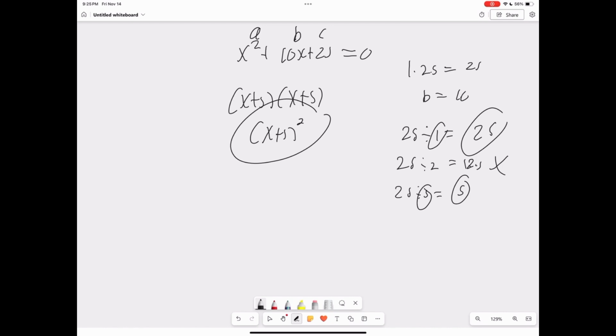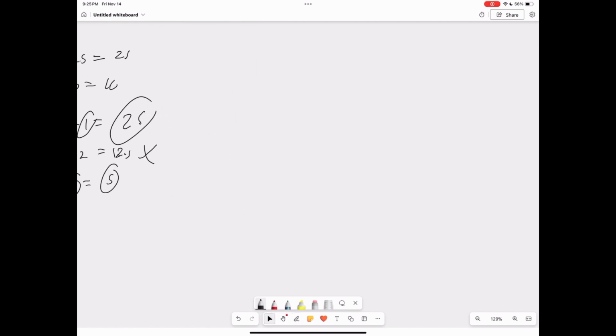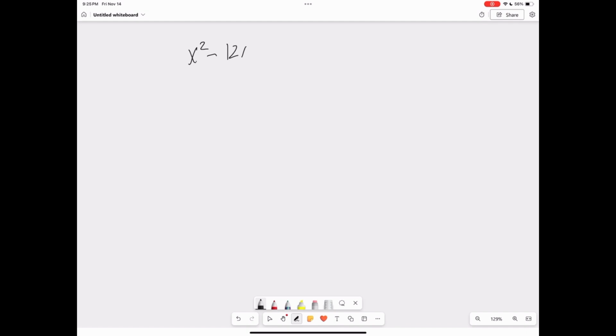Let's try this one. I want you to try this one on your own. Let's go through it. It equals 0. What two numbers multiply to 36 but also add to negative 12? Remember, our A times C: 1 times 36 is 36. This is our A times C, and our B we copy as is, negative 12. Negative numbers, ooh. Remember, we can sometimes have negative numbers.